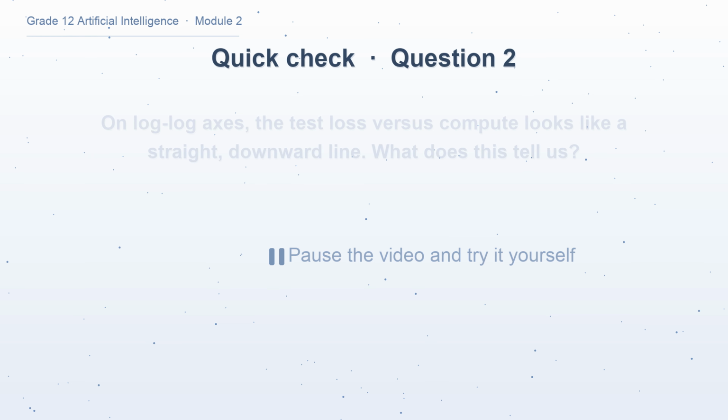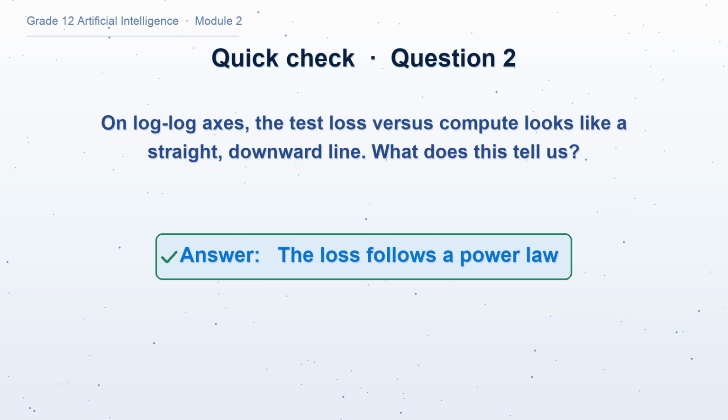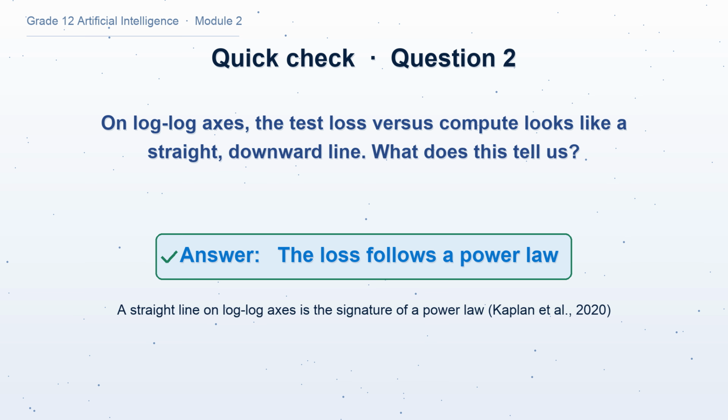Question 2. On log-log axes, the test loss against compute appears as a straight, downward line. What does that shape tell us? A straight line on logarithmic axes is the signature of a power law. So the loss falls as a power law as compute grows, which makes the improvement smooth and, within a range, predictable. Last question, and it combines several ideas.